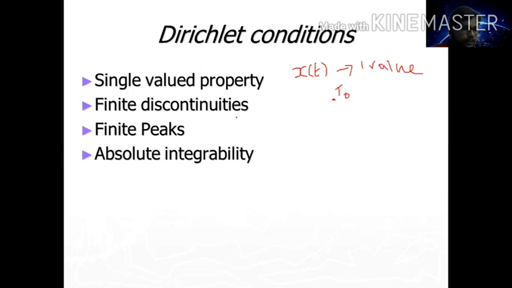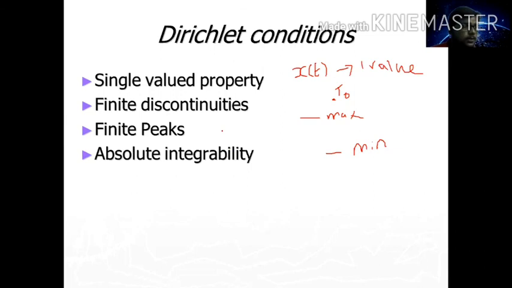Third one is finite peaks. Finite peaks means the same x of t should have a finite number of maximum values and minimum values in the interval of t naught. Finite number of maximum values and minimum values.